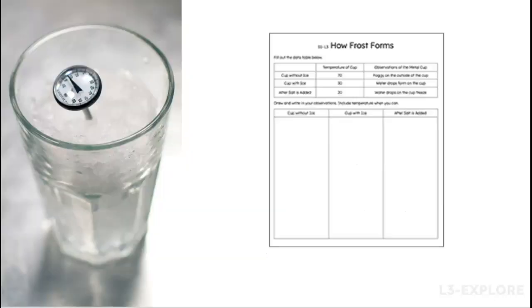You'll have students record temperatures and their observations in the table on the How Frost Forms student journal page. You'll carry out the investigation using the instructions in the Teacher Guide. Students should try to fill in the cause and effect part of the diagram. They will fill in the mechanism section after the Explain discussion.